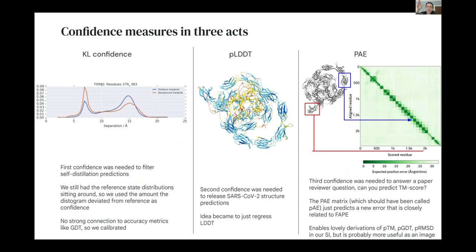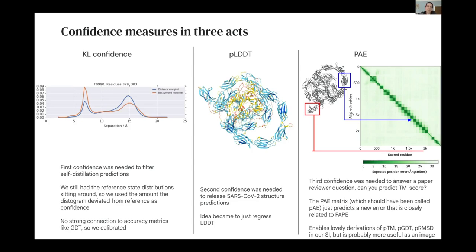And so we did this thing that we called KL confidence, where we would see how much the histogram differed from our reference histogram, what it would look like if the network had no idea or it was sequence independent histogram. And we had those sitting around, so we used those, and it had no real connection to physical accuracy, though you could calibrate it. But it worked quite well at filtering distillation. So that's why in the AlphaFold2 paper, there's this weird KL confidence for distillation. I think some people assumed it was a great strategic masterstroke, but it wasn't that. It was just what we had made at the time.